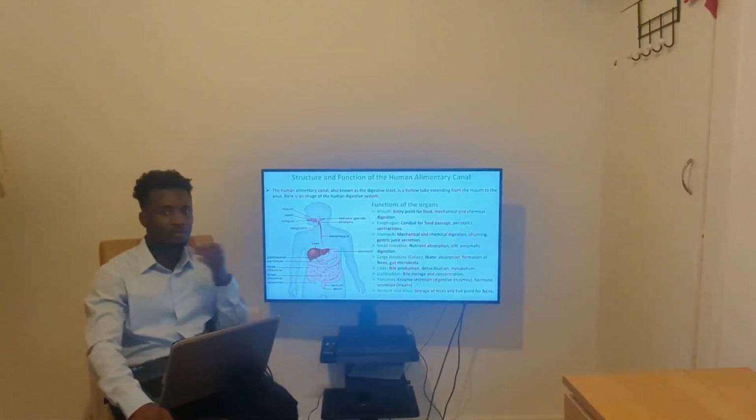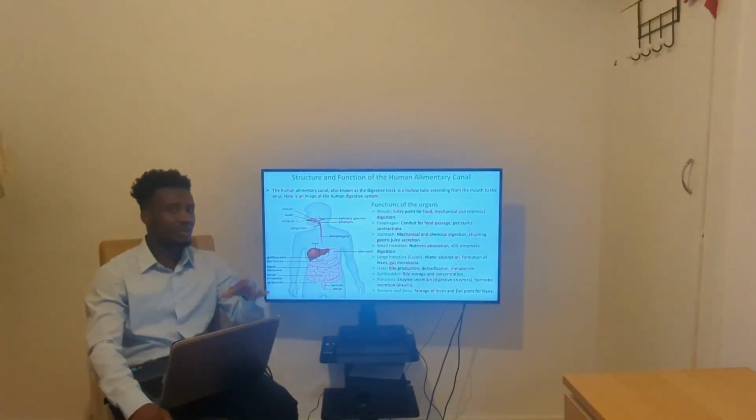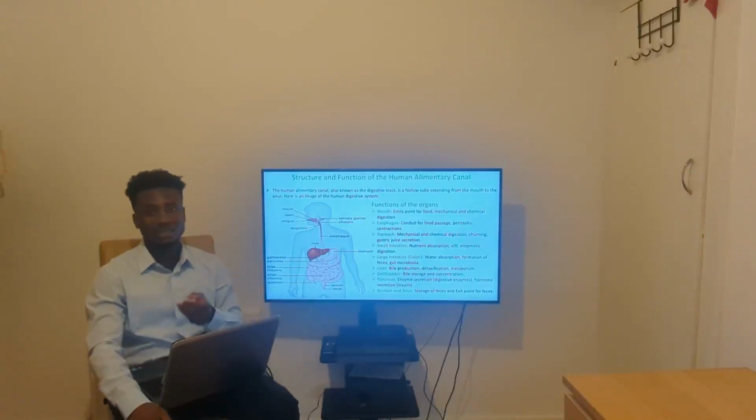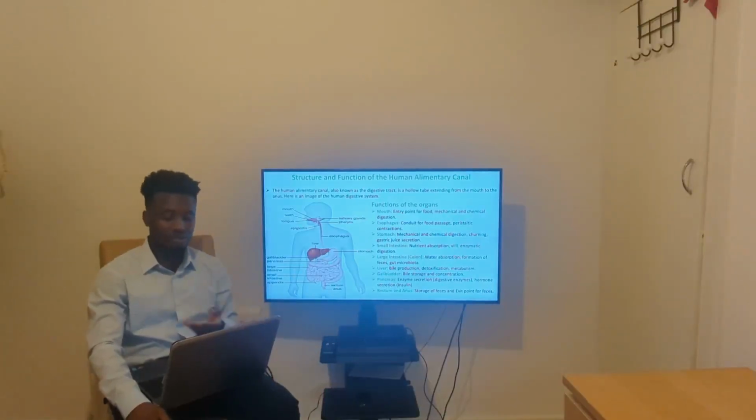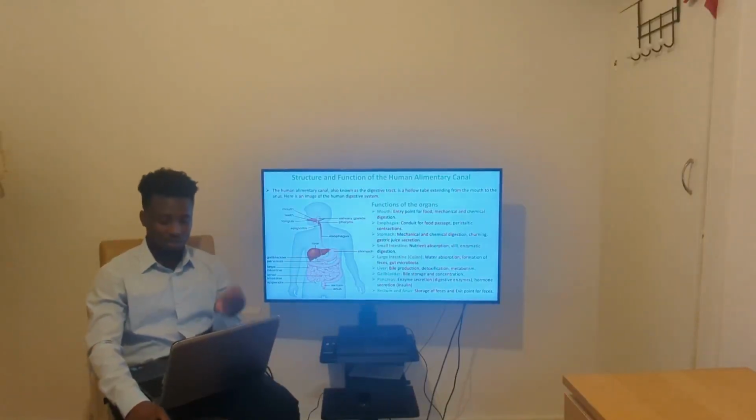The mouth is the point where food enters our body, and it is also where the early stages of digestion start. In digestion, we have mechanical and chemical digestion. Next we have the esophagus. The esophagus is a passage for food. And next we have the stomach. The stomach is where chemical and mechanical digestion take place.